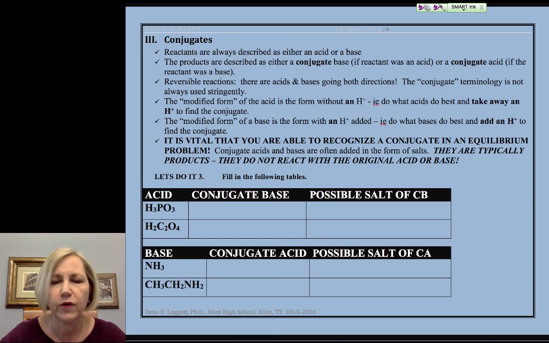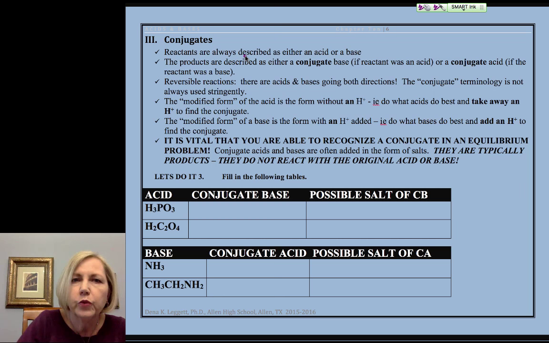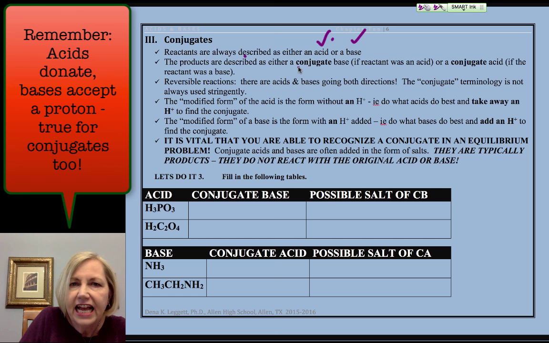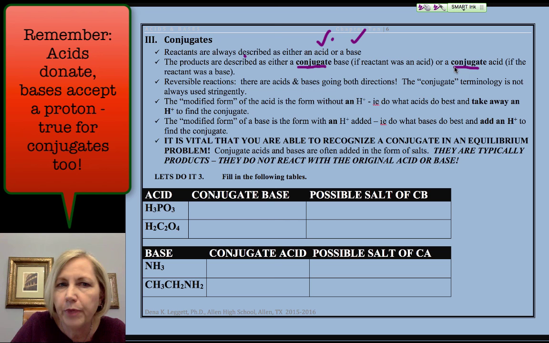But typically, you would not call a reactant a conjugate. The reactants are called an acid or a base. The product, an acid, has a conjugate or partner base, and a base has a conjugate or partner acid. And that can be pretty straightforward. These differ by only an H and a plus.